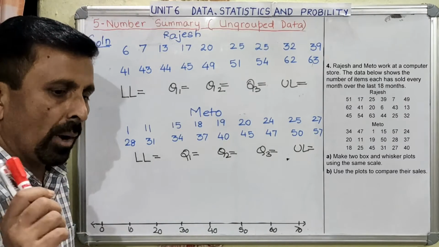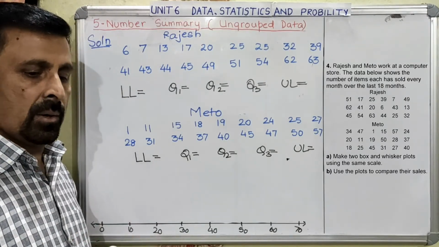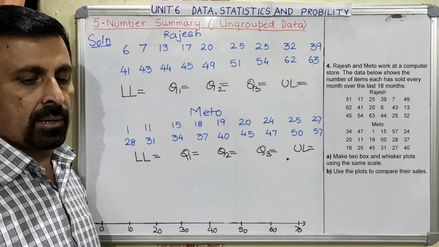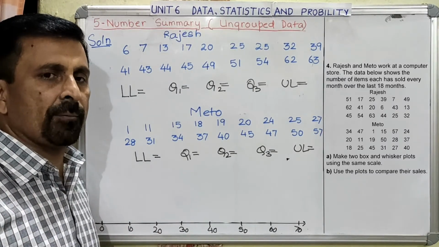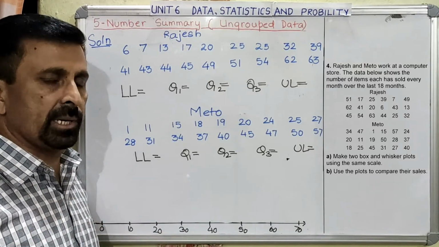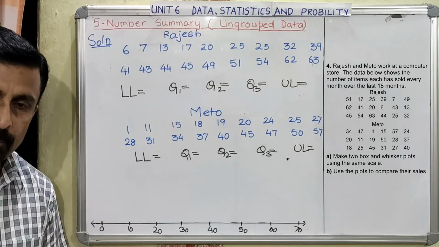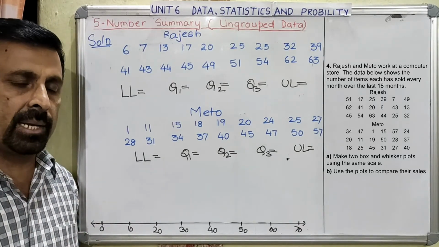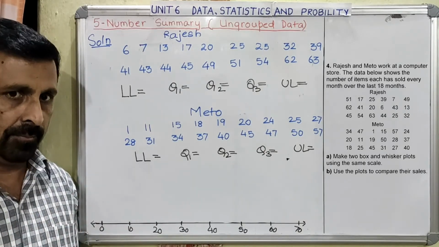So now the first thing that we need to do is, we need to arrange the data in ascending order. Because when you are calculating the 5-number summary, you are calculating the 3 quartiles, Q1, Q2 and Q3. And these quartiles are actually medians. And whenever you are calculating the median, the data must be arranged in ascending order.